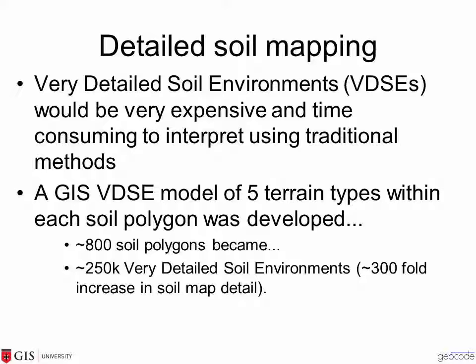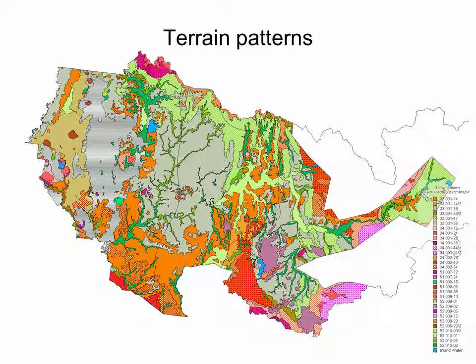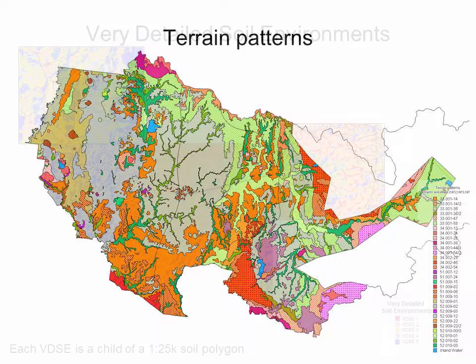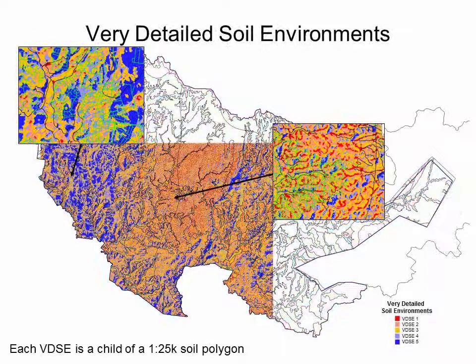These soil environments are so detailed that around 800 soil polygons in that map became around 250,000 very detailed soil environments. So we're talking about a 300-fold increase in soil map detail. So we're looking at turning this map here into this map here.